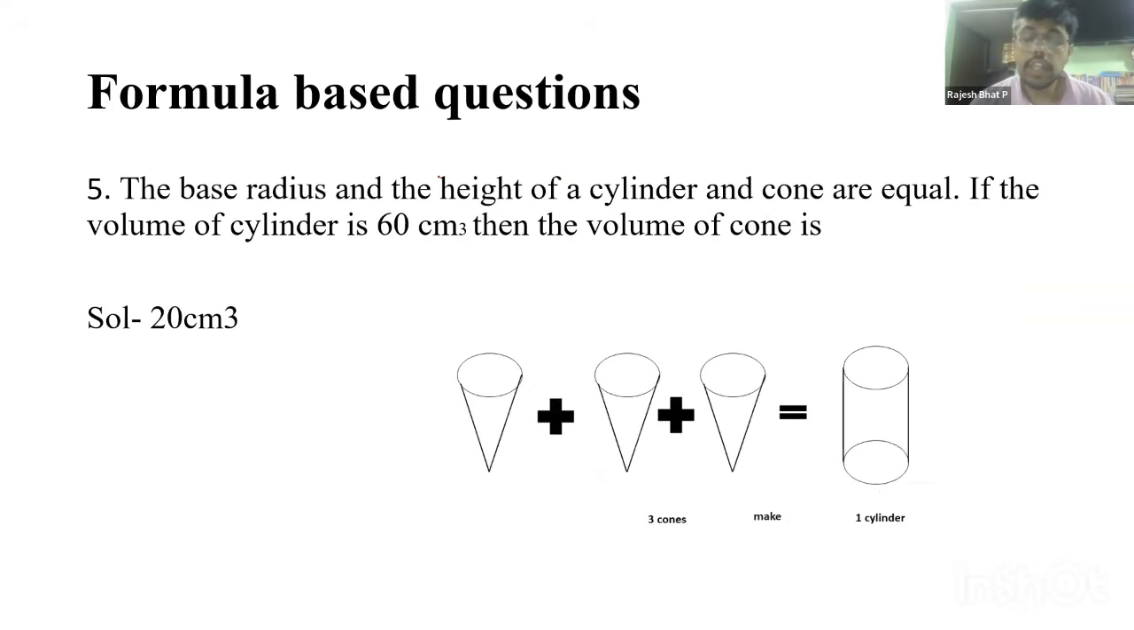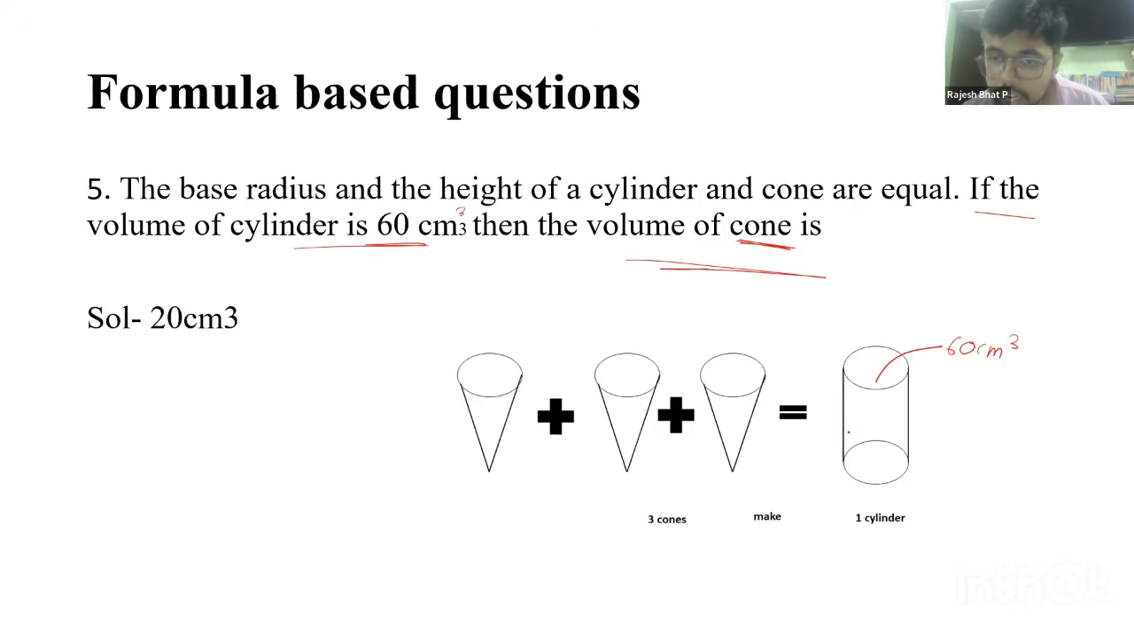This works only in what case? Remember the case: when the radius and the height of the cylinder and cone are equal. They're asking, if the volume of the cylinder is 60 centimeter cube, what is the volume of the cone? They have not given a diagram in the question; I have just given it for your reference.